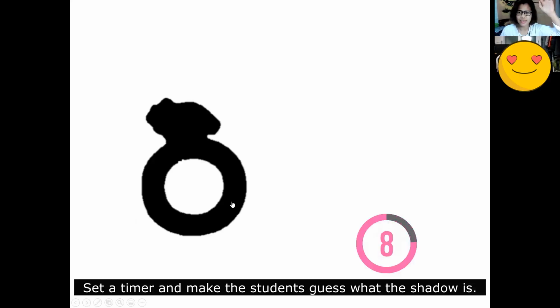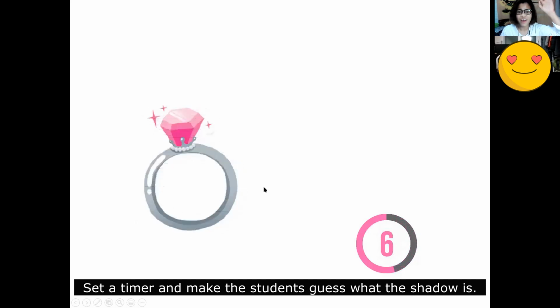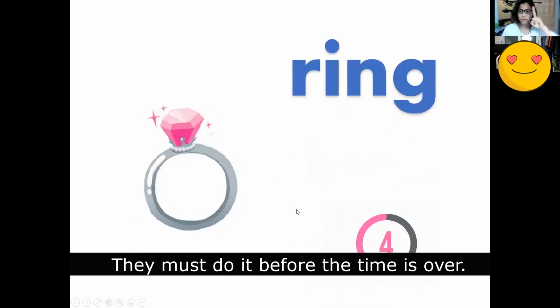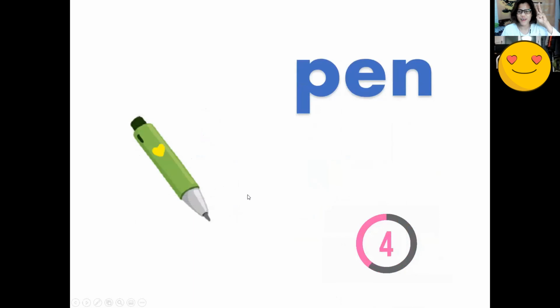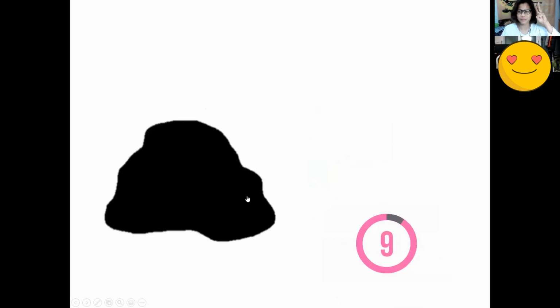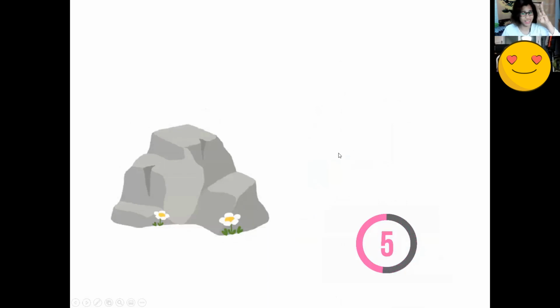Set a timer and make the students guess what the shadow is. They must do it before the time is over. Points. Next. Wrong. Wow, see? Oh, wow, you are good.